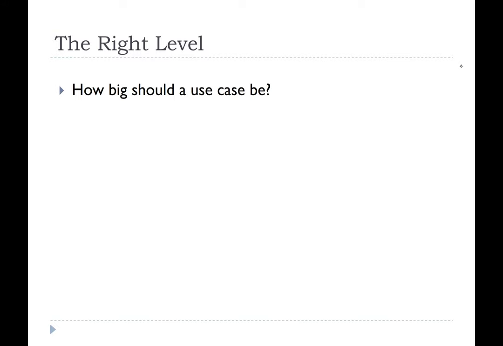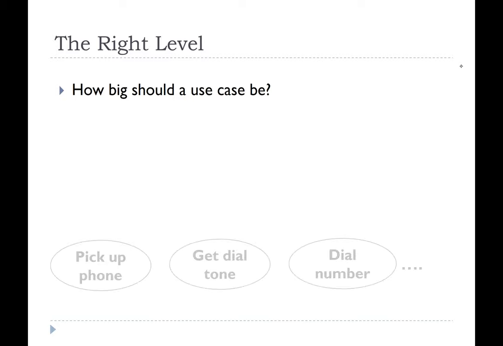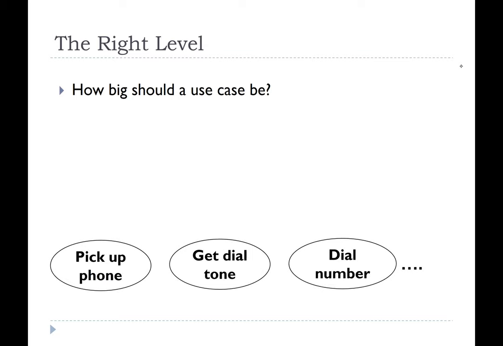Calibrating the size of the use case is usually a very difficult thing for people to do. Here is one situation. I have a whole bunch of small use cases. It says pick up a phone, get a dial tone, dial number, and you can see where this is going. What am I actually trying to do? Make a phone call, exactly. Now, in order to make a phone call, I need to add those up in order to make that call.